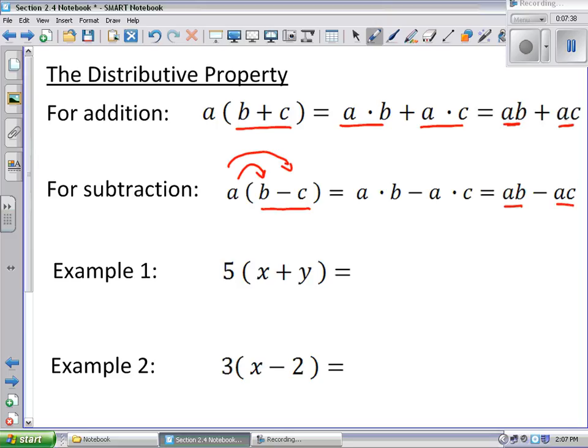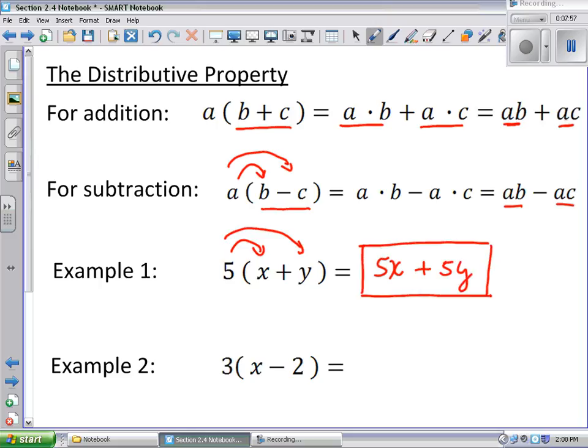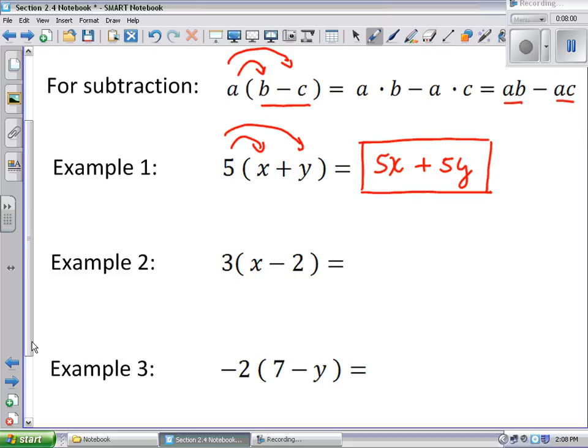Example 1. 5 times (x plus y). I'm going to distribute the 5 with both the x and the y. 5 times x would be 5x, plus 5 times y would be 5y. Example 2. 3 times (x minus 2). I'm going to distribute the 3 with both of them. 3 times x would give us 3x, minus 3 times 2 would give us 6. So 3 times (x minus 2) would give us 3x minus 6.